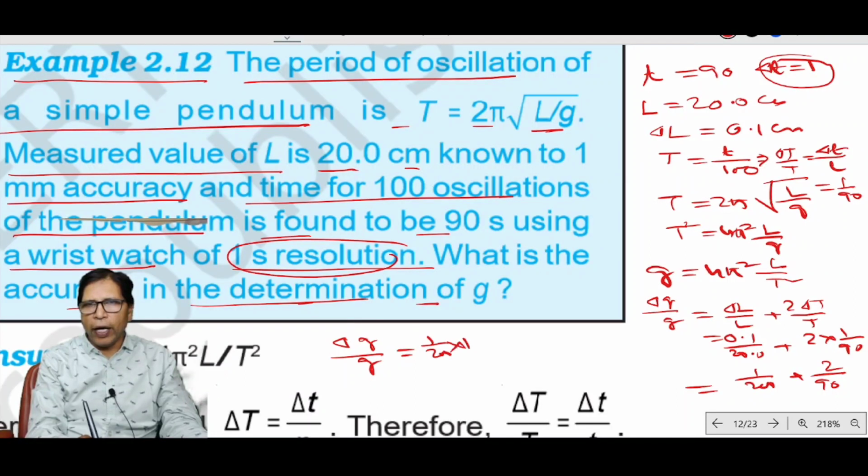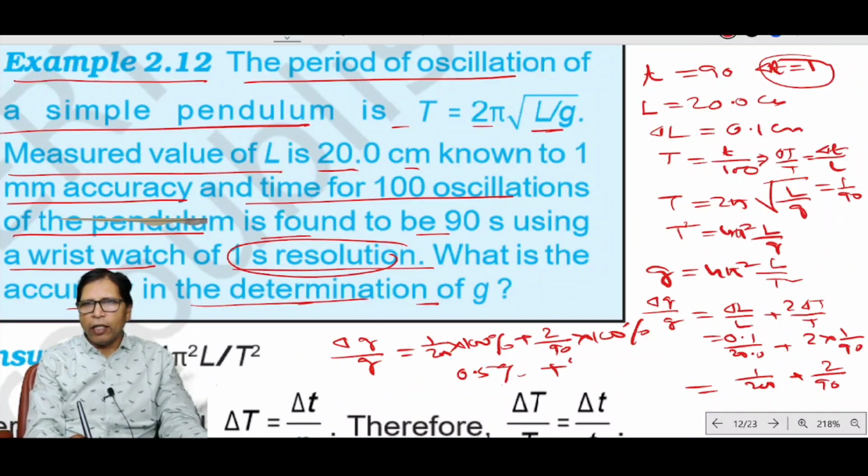Now to find the percentage error, delta g by g equals 1 by 200 into 100 percent plus 2 by 90 into 100 percent. So this is 0.5 percent plus 200 by 90, which is 2.4 percent. So finally we get 2.9 percent, which is almost 3 percent. Okay.